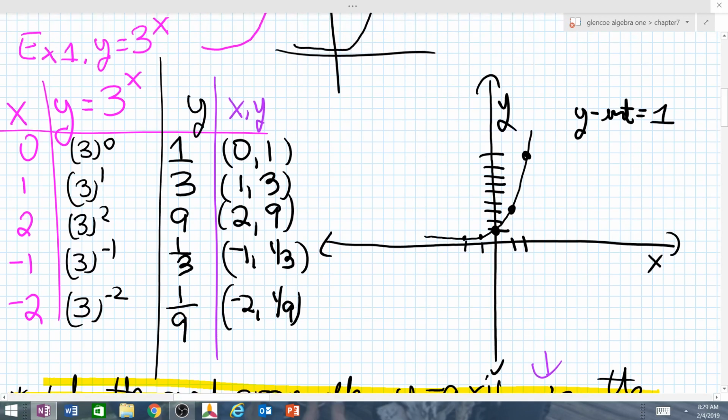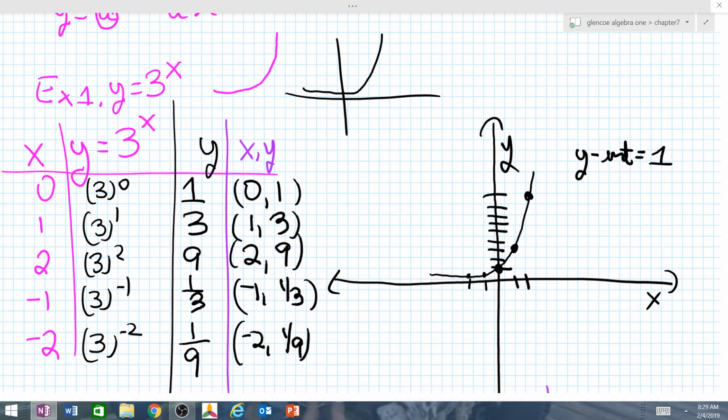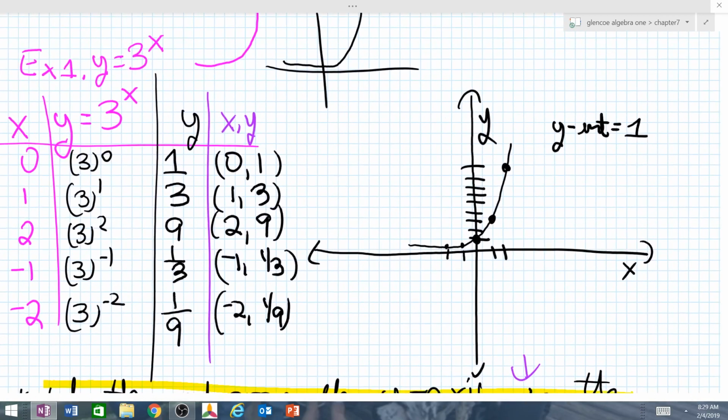The y-intercept will always equal 1 when your equation is in the form of y equals 3 to the x, 4 to the x, 5 to the x. But if we have something like 3 to the x, and then we have a number over here, plus 1, plus 2, plus 3, or minus, then it will not be equal to 1. Does anybody have a question on this example, y equals 3 to the x power?